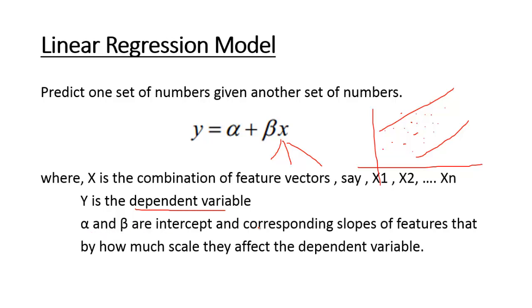Alpha and beta are the intercept and corresponding slopes of features, that is, by how much scale they affect the dependent variable. Like, overall expression would be y is equal to alpha plus beta 1 x1 plus beta 2 x2 plus dot dot dot. So this line will be actually representing this whole bunch of data.